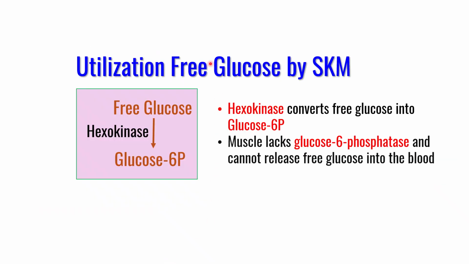During glycogenolysis, we have observed that debranching enzyme releases a small amount of free glucose from glycogen branch points. Does skeletal muscle release this free glucose into the blood? The answer is no. In skeletal muscle, hexokinase converts free glucose into glucose 6-phosphate, thereby trapping it inside the cell. And because muscle lacks glucose 6-phosphatase enzyme, it cannot release and share free glucose into the blood.